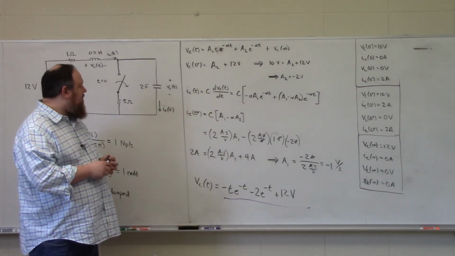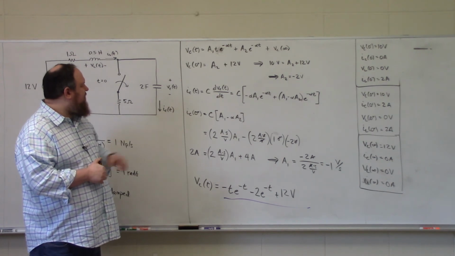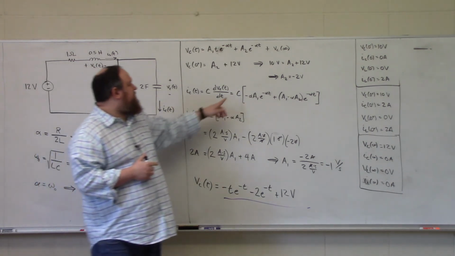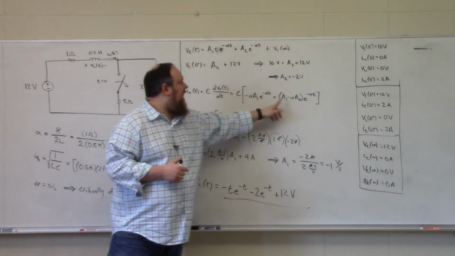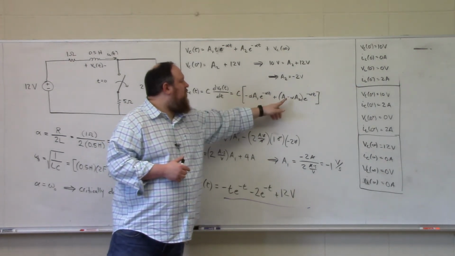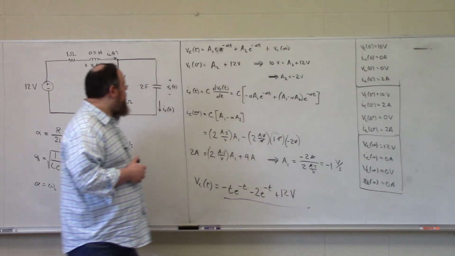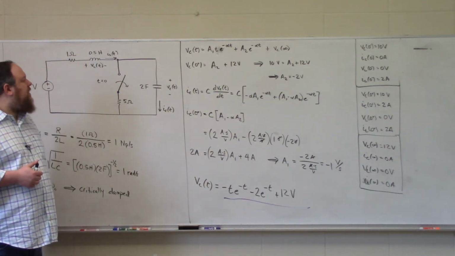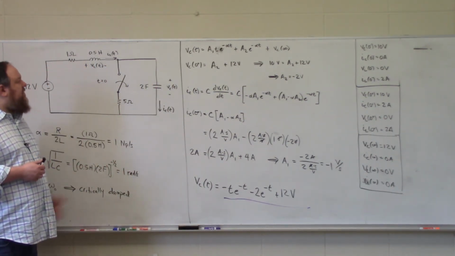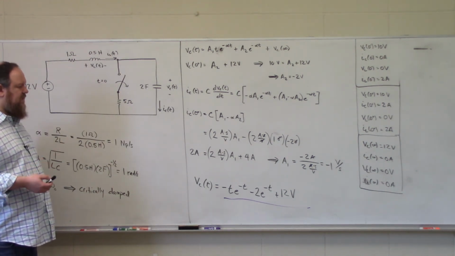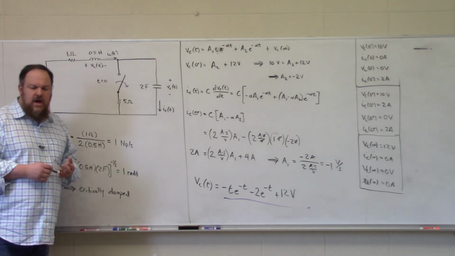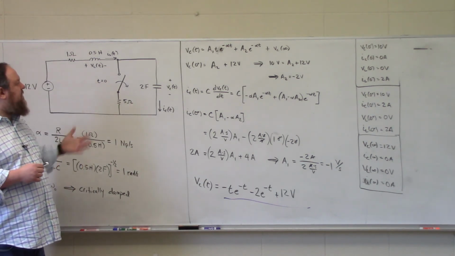Since we know A1 and A2, we could easily solve for our inductor current just by substituting in C alpha and A1 into this expression and C A1 alpha and A2 into this part. And we could find the inductor current in a similar methodology and then use that to find the coefficients for the inductor voltage as well. So hopefully this seems pretty straightforward.